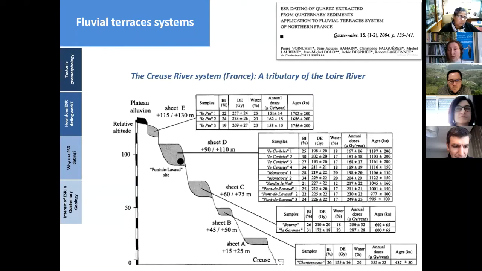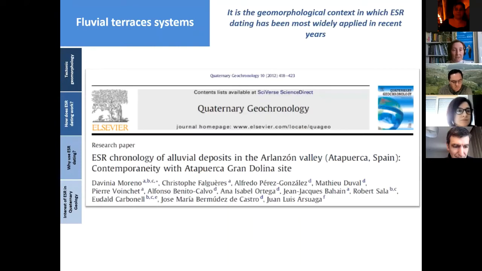In this paper, the authors demonstrated the potential of the ESR dating method to elaborate chronostratigraphical frameworks on several Pleistocene fluvial systems in France. This is one of the first papers using this dating technique for this objective, but it is not the only one. Many other authors have applied ESR dating to other river systems in different countries because of the usefulness of this method in this context.